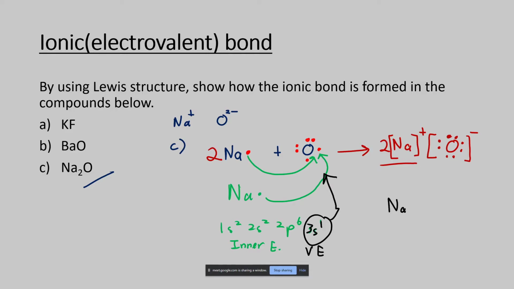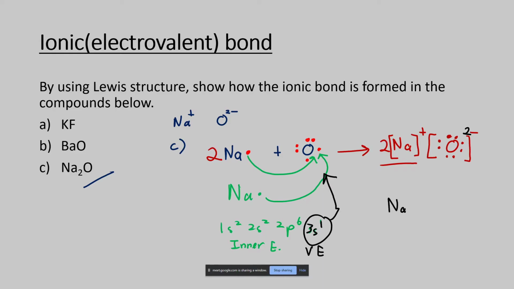Sir, untuk oksigen after ultraviolet dia negatif 2 kan? Oh yeah, negative 2. Thank you for pointing it out. It is 2 negative. Sebab dia dapat 2 electrons. Thank you. So, any more questions?